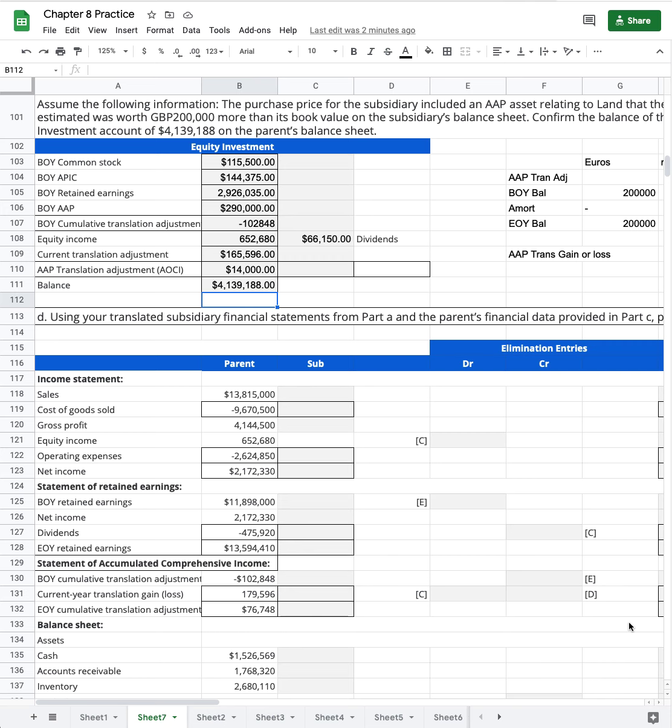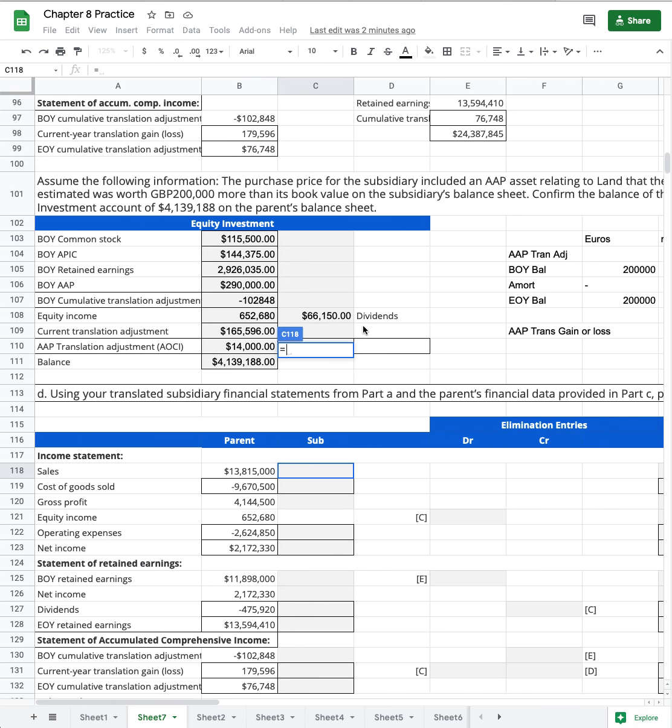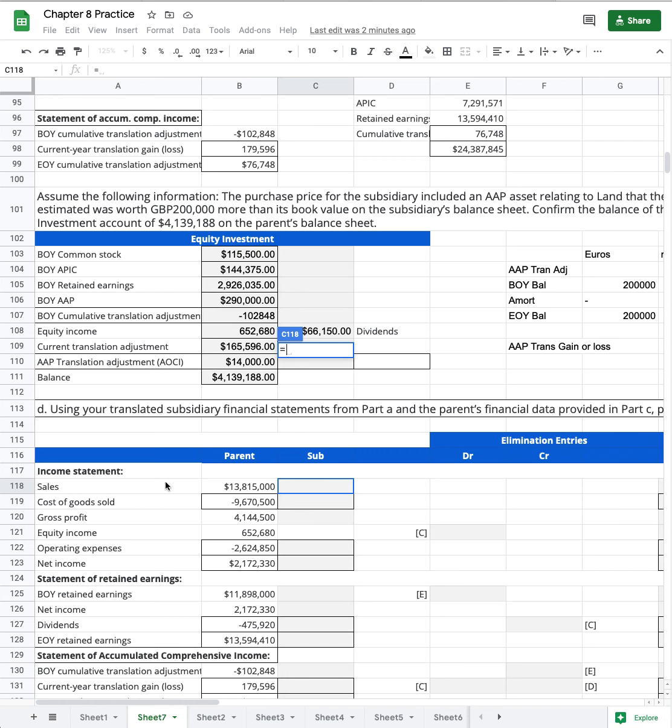Obviously, we're going to do the whole CD, but we'll start out with that C, where we eliminate the change in the investment account during the year. And so we already have, actually, what we really need to start with is pulling in the information for the subsidiary. So let's do that really quickly before we get ahead of ourselves with the CD transactions.